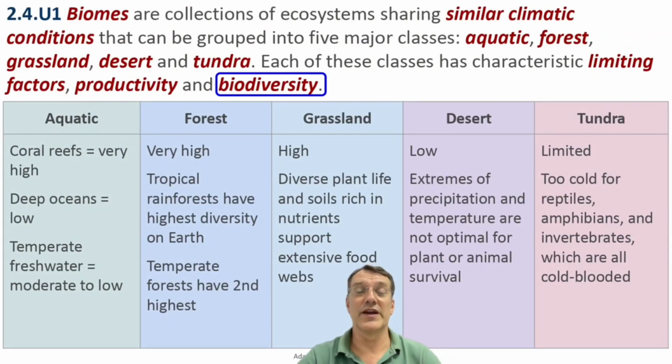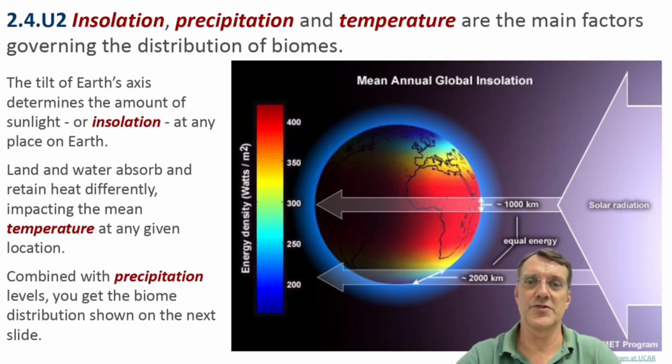Biodiversity also varies greatly across biomes. Tropical rainforests have the highest biodiversity on Earth, with temperate forests coming in a close second. Desert and tundra biomes typically have lower biodiversity due to their harsh environmental conditions that fewer species have adapted to survive. Let's examine what creates these biome distributions.